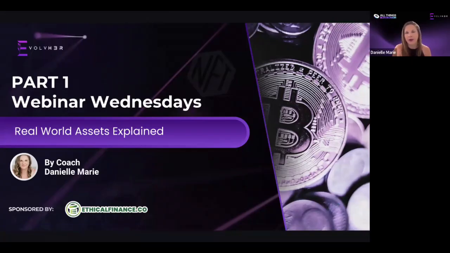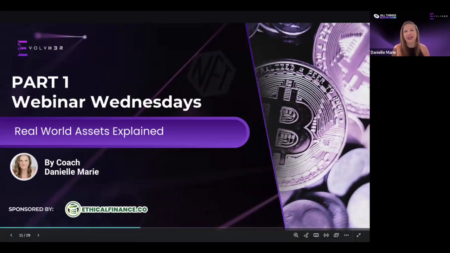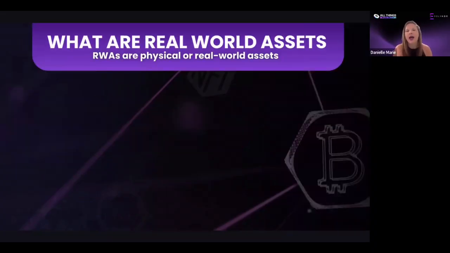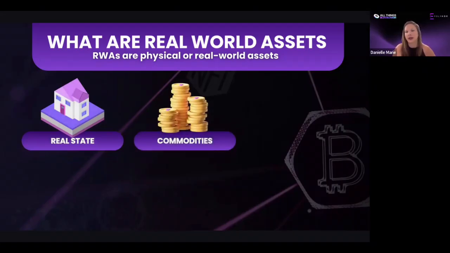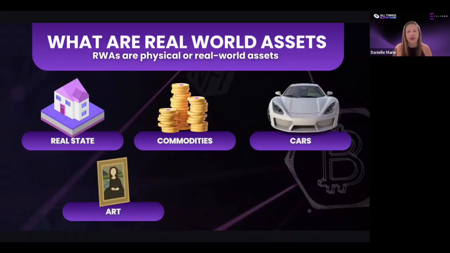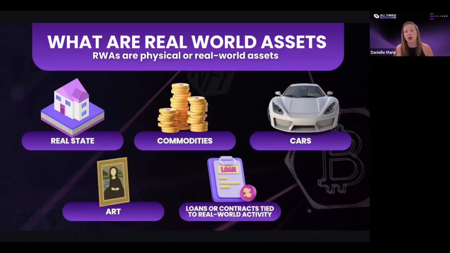Welcome to part one of Webinar Wednesdays, our very first one, kicking off with Real World Assets Explained. My name is Danielle Marie, and I'm going to be taking you through this first part of understanding what real world assets are. We're looking at this through the lens of Web3 and applying blockchain technology to them. When you think of a real world asset, you think of things like property, commodities, cars, different types of art, loans, contracts. These are just some examples.